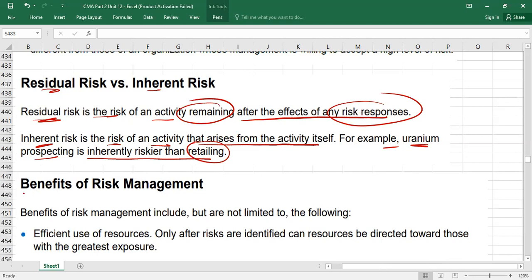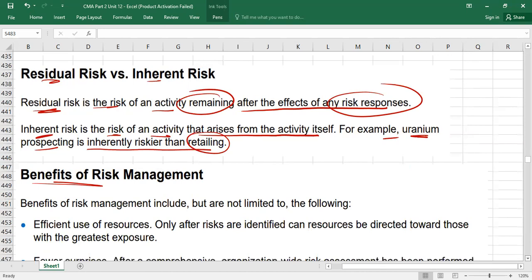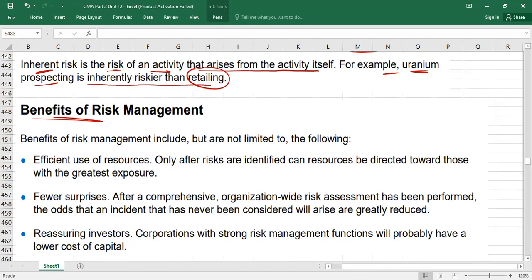Then we have here what? Benefits of risk management. This you should also know. This is a general topic again. If you have proper risk management, what benefit will you first get? You may use your resources in an efficient way. Obviously, when you have proper risk management, you can make a plan for how to use whatever resources you have, even people. Right or wrong? Only after risks are identified can resources be directed towards those with the greatest exposure. For example, if a risk is relevant to compliance, you can allocate a proper person who has the abilities to manage that risk.